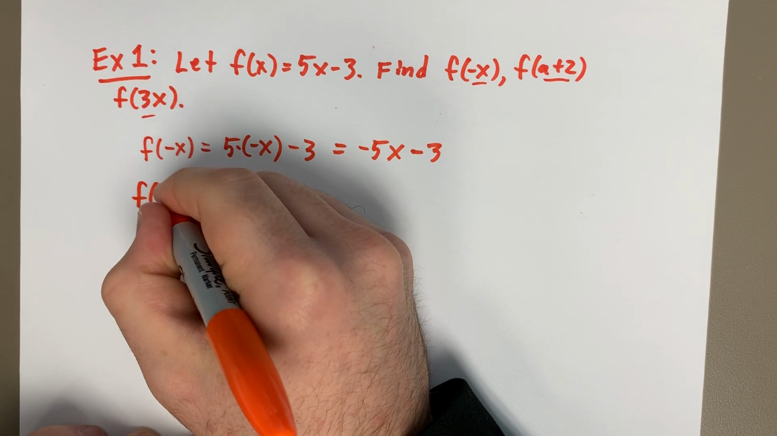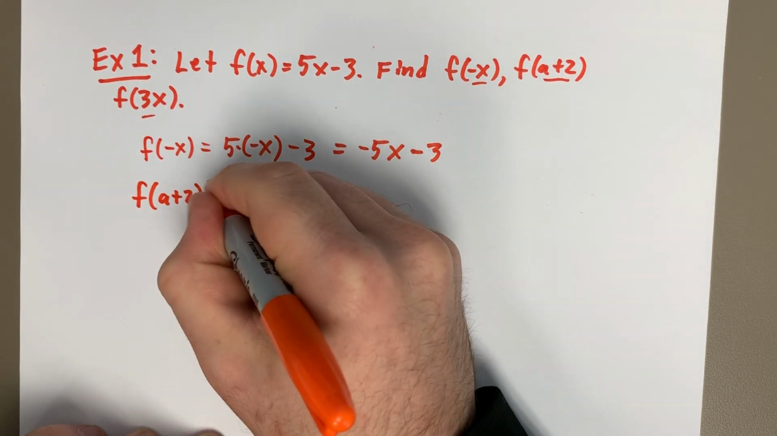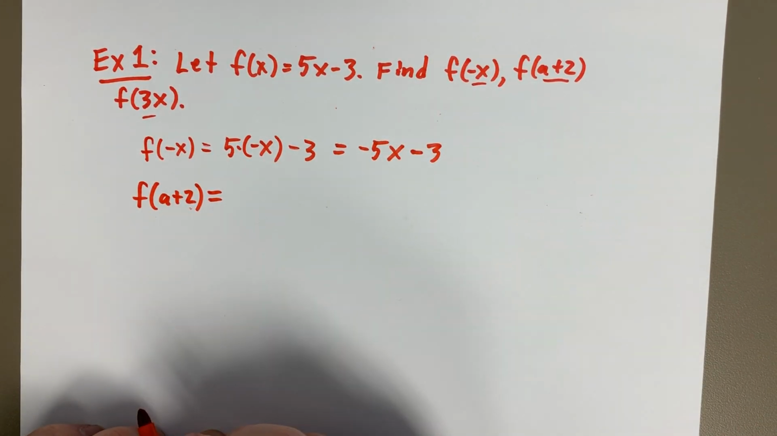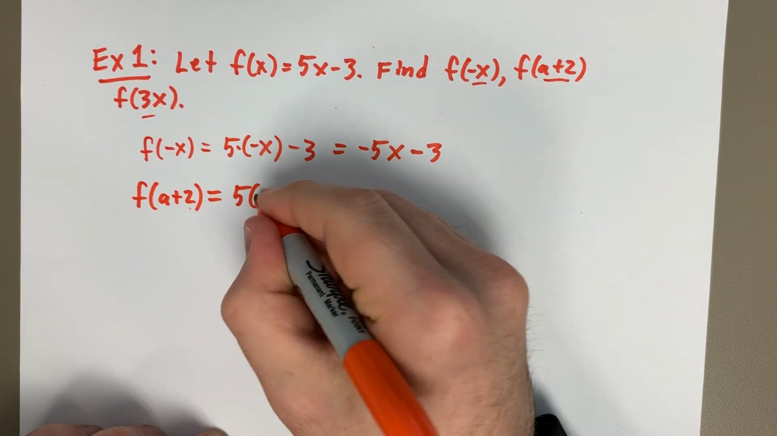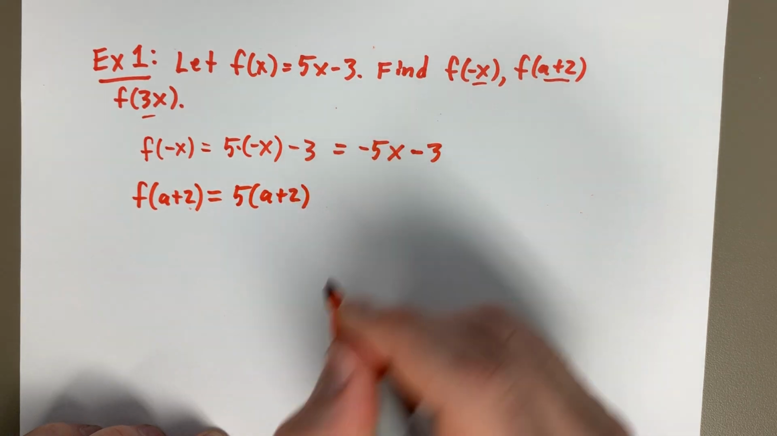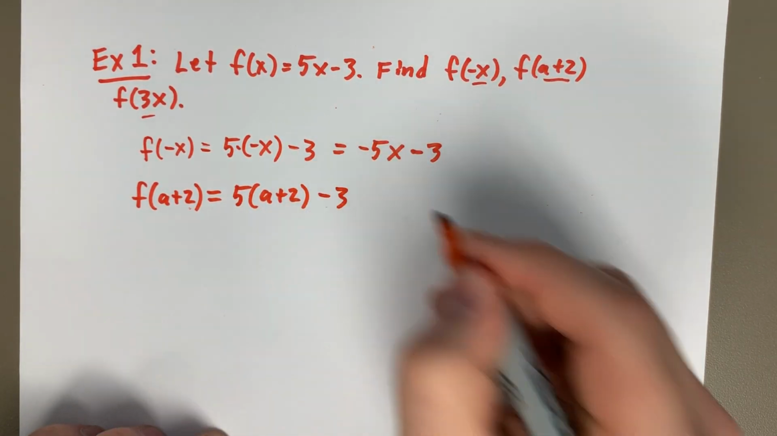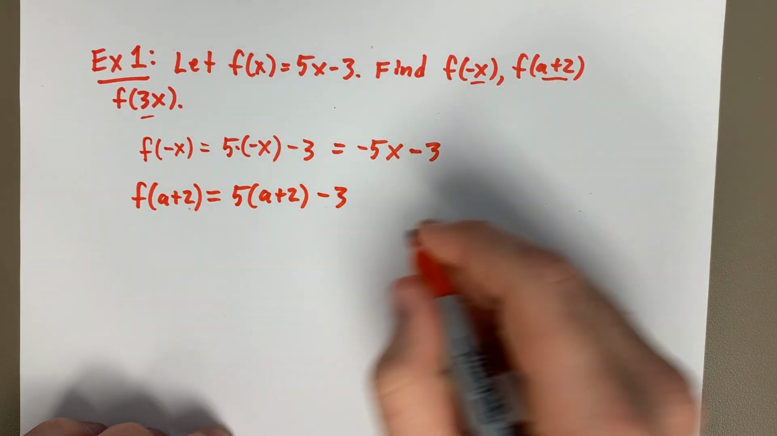So what is f of, say, a plus 2? Same principle. Every place we see an x, we're going to replace it with an a plus 2. So I have 5 times a plus 2. So I just substituted a plus 2 in for x. Then I subtract 3. Every place I saw an x, replace with a plus 2.